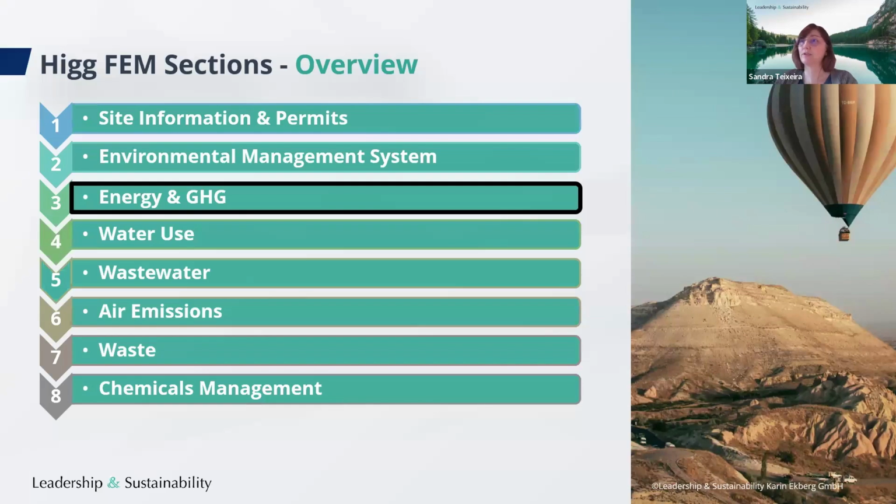Here, as we saw yesterday, we have the 7 impact areas where you can declare and report your data: the site info and permits, the environmental management system that we covered in the session yesterday, the energy and greenhouse emissions that will be our focus today, the water use, the wastewater, the air emissions, the waste, and the chemical management.